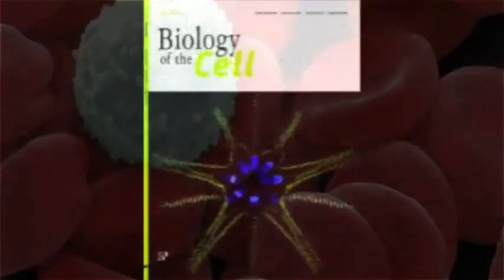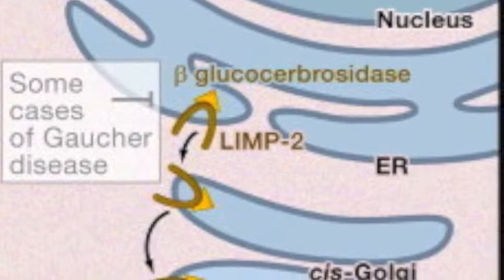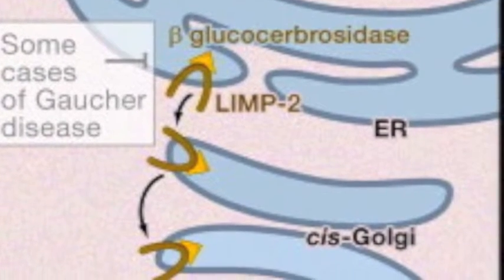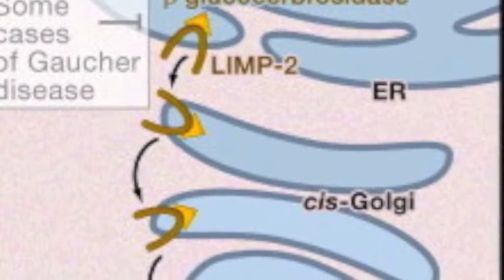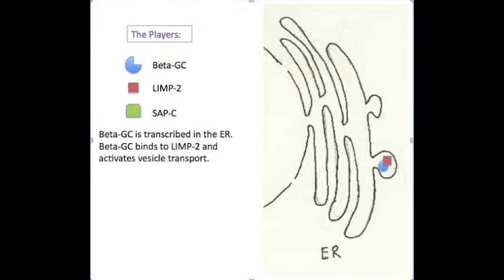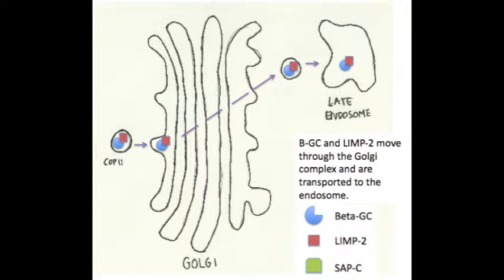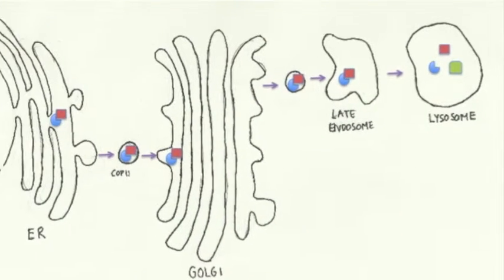The publication in Cell magazine by Dr. D. Rezik and his colleagues in 2007 found that beta-GC is tagged with the receptor protein LIMP2 for its transport to the lysosome. Beta-GC and LIMP2 bind together in the endoplasmic reticulum, and both proteins traverse through the Golgi and endocytic compartments en route to the lysosomes.